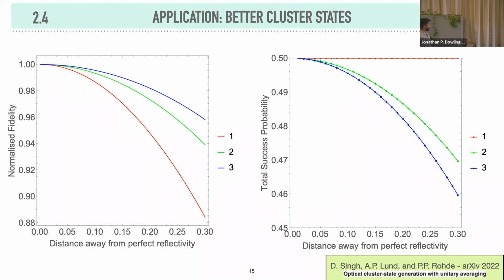And so on. So basically what you can show is that if you average your random unitaries enough number of times, as a function of the variance of the parameters, you can get high enough fidelity at the cost of decreasing success probability.